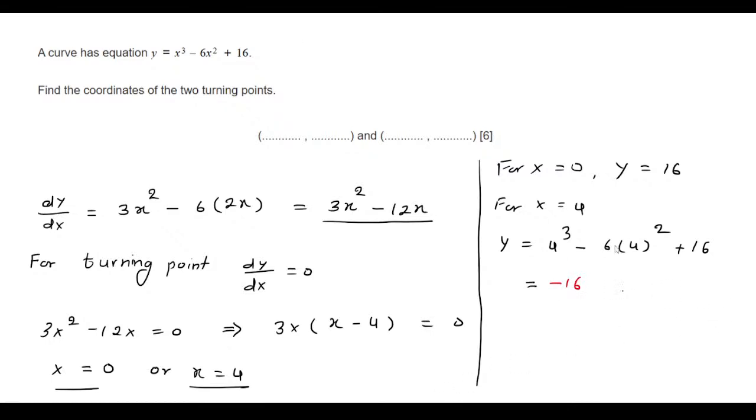So we got the y value for x equals 4, and we got the y value for x equals 0, which is 16. So here we have (0, 16) and here we have (4, minus 16). We had to find the coordinates of two turning points. So one is (0, 16) and another is (4, minus 16).